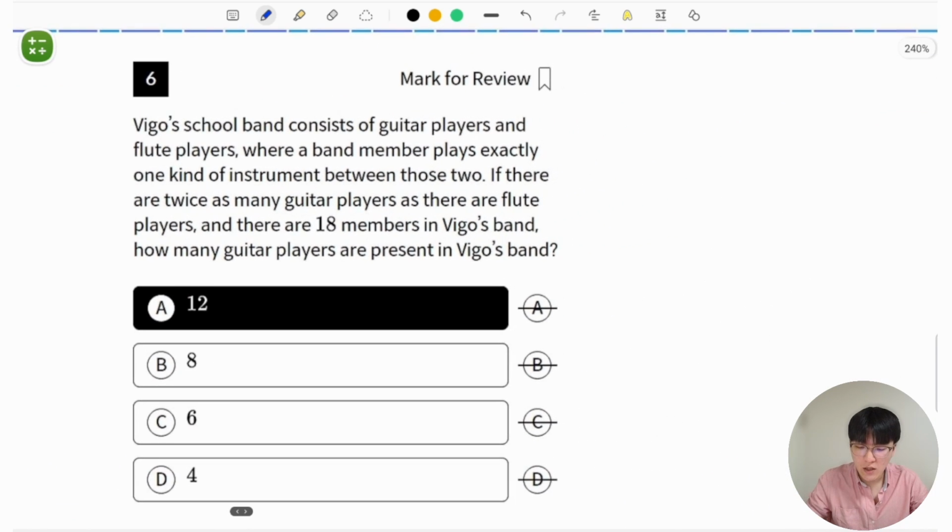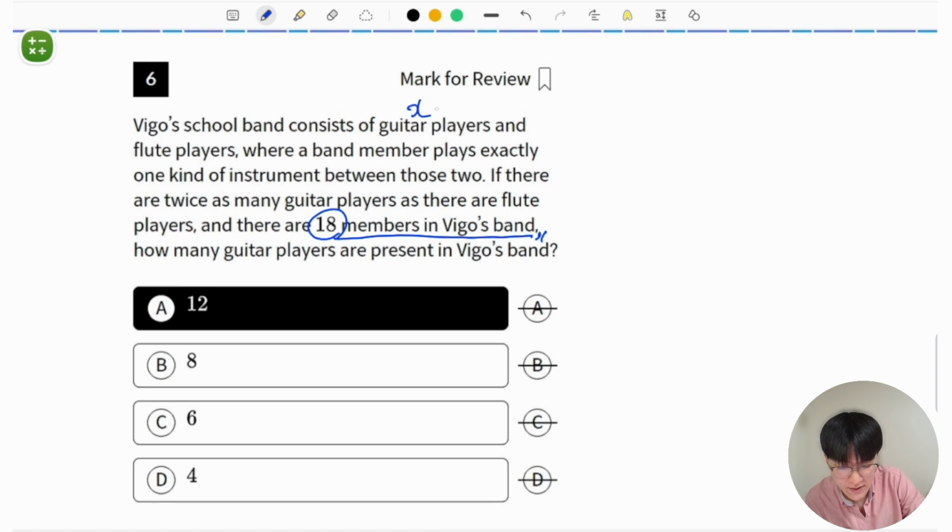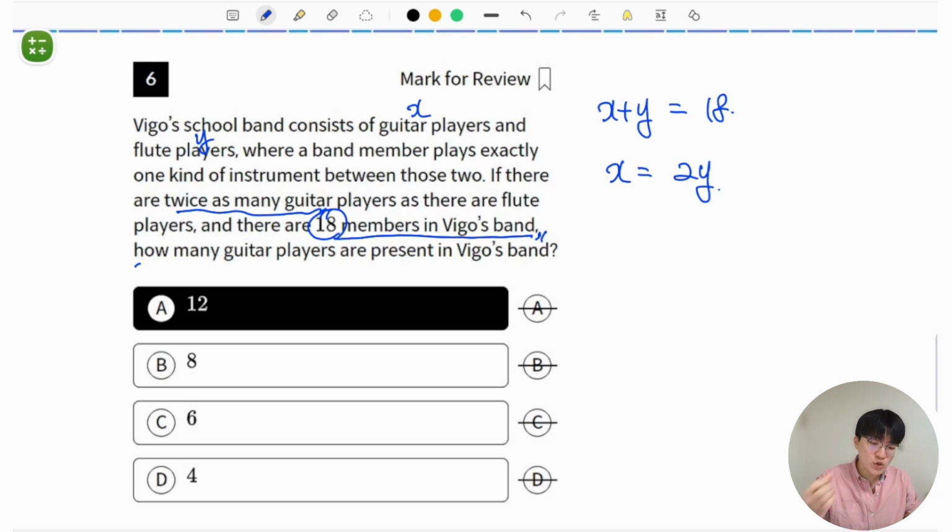Question 6. Vigo's school band consists of guitar players and flute players, where a band member plays exactly one kind of instrument between the two. If there are twice as many guitar players as there are flute players, and there are 18 members in Vigo's band, so let's just say guitar players is x and flute players is y. Let's continue reading the question. How many guitar players are present in Vigo's band? So x + y is equal to how many members? 18 members. And we also had, there are twice as many guitar players. So x = 2y. Now, why is it 2y, not 2x = y?